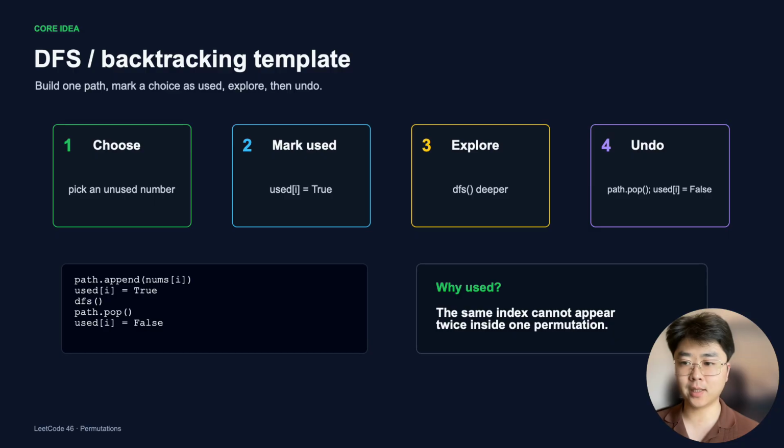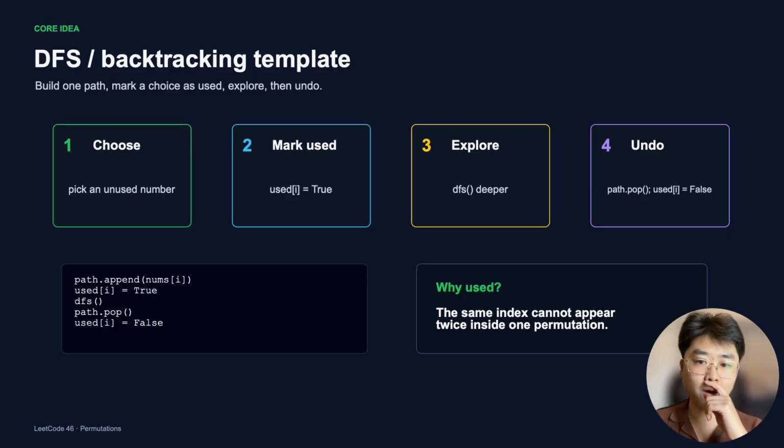At each level we make a choice: we choose one unused number, place it into the current path, mark it as used, and then go deeper. But depth alone is not enough. A wise search must also know how to return. So after exploring one branch, we undo the choice. We pop the number from the path and mark it as unused again.